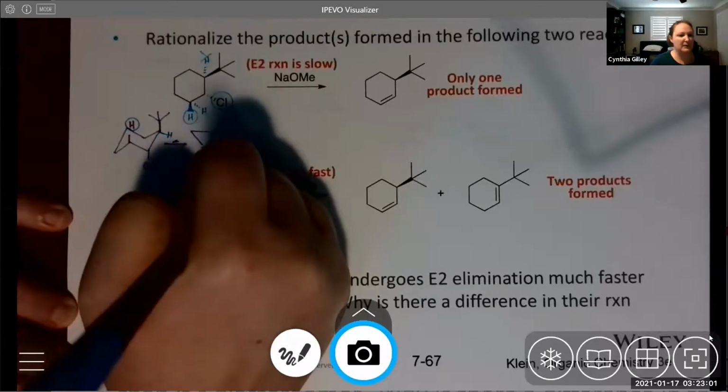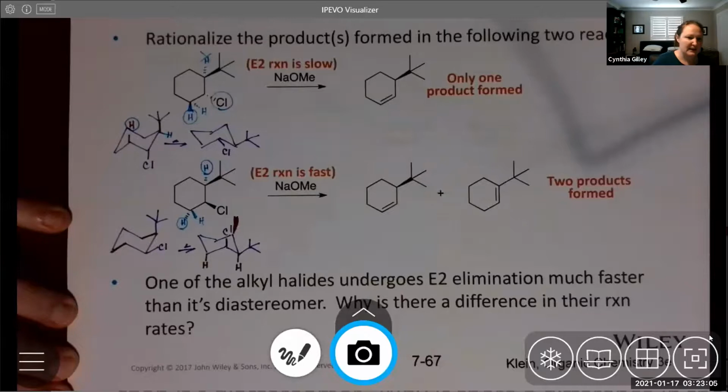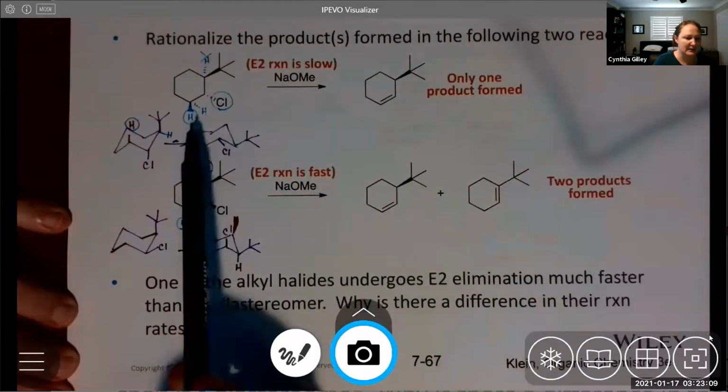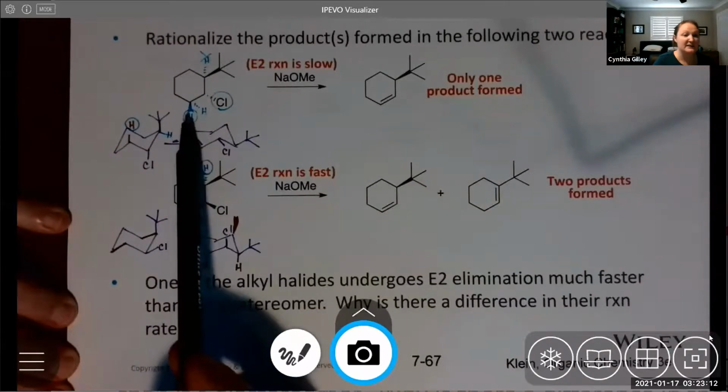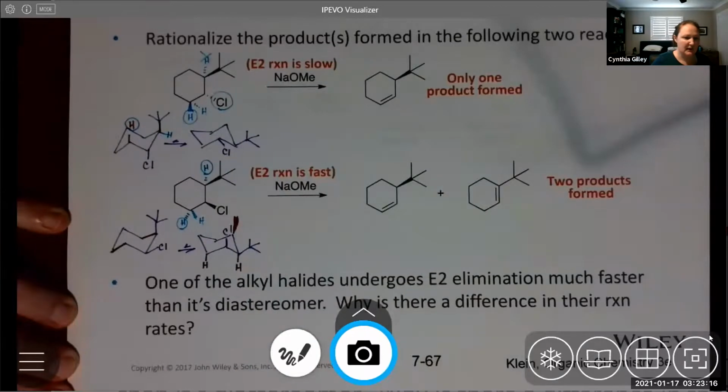Not the one that's up. The one that's up is not opposite the chlorine. So that's why we can get only one product in this case, because we only have the possibility to remove this hydrogen because of the requirement that they're anti in the transition state. Whereas now we have the possibility of removing two hydrogens on different beta carbons, forming two products.